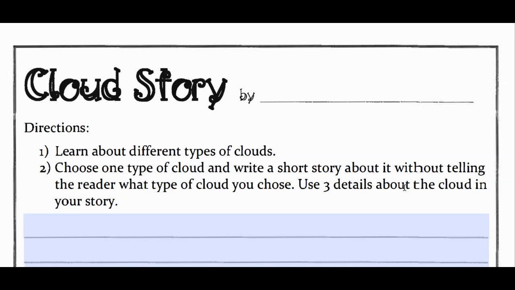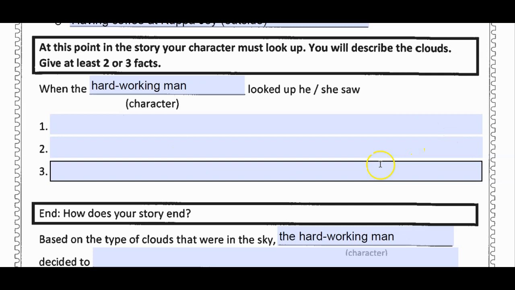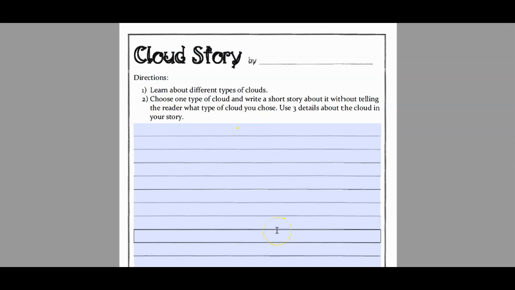Like, wow, I see dark gray clouds. It might do this, this, and this. Okay. It says use three details. That's why you have three lines. Use three details. Okay. So go ahead and fill out the graphic organizer, and then write your story. By the way, when I start my story, do I start right there? No. Do I start here? Or do I indent? Indent. Okay, that means you start about right here.